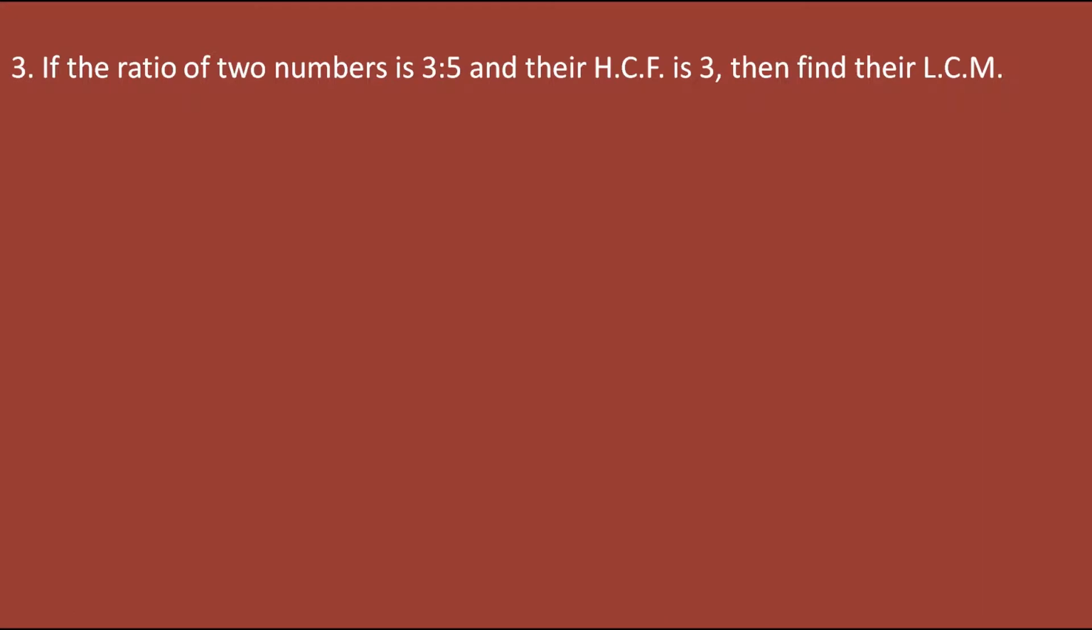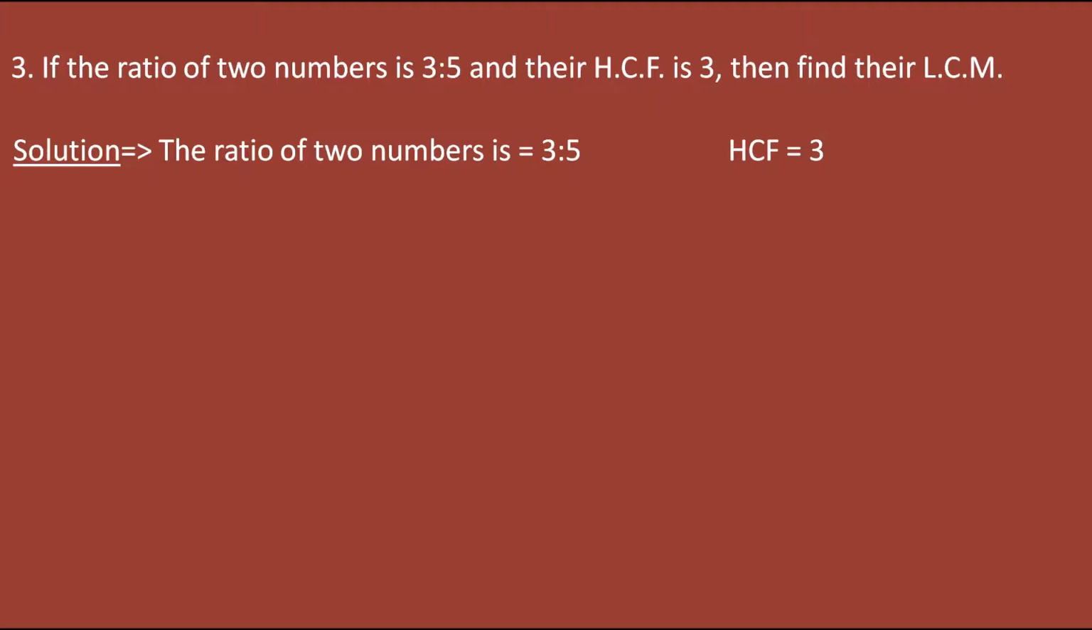Here I am taking the third question as, if the ratio of two numbers is 3:5. Here also they have given the ratio. In the first question also they have given the ratio. If the ratio of two numbers is 3:5 and their HCF is 3, then find their LCM. Now they have given us the ratio and HCF and they have told us to find the LCM. So given is the ratio of two numbers is 3:5, HCF is 3 and LCM is question mark.